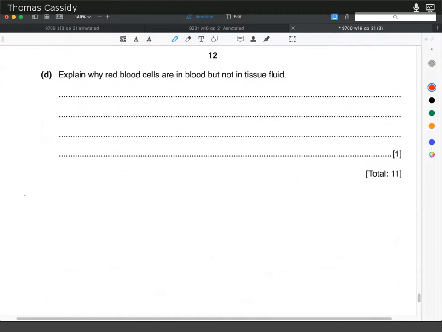Obviously, don't just write they're too big in the exam. You probably appreciate that. But specifically, they're too big to pass through the walls of the capillary. Smaller things can get through, but these guys can't because they're too big. And that's the reason they're so big, so they don't accidentally leak out everywhere, because they're needed in the blood for carrying oxygen. And that's that. Not too bad, really, is it?